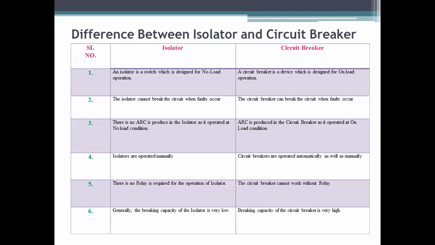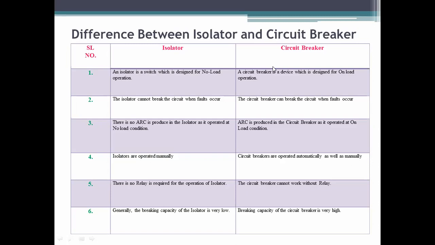Okay, so concentrate, because this circuit breaker cannot work without a relay, because the relay is a sensing device. When any fault occurs, that fault will first be sensed by the relay, and then the signal will be given to the circuit breaker that it has to open the contacts. That's why the circuit breaker cannot operate without the relay.